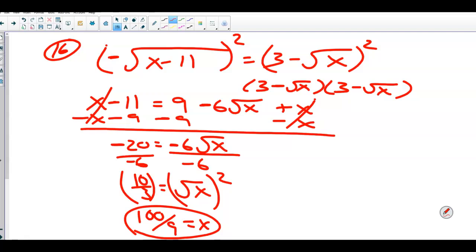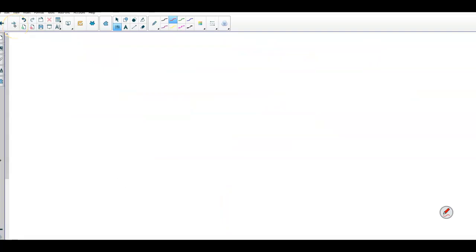Now, the check in some ways is almost as complicated as the problem, but I'll do it anyway real quickly. 100 over 9, I can convert 11 to 99 over 9. 100 over 9 minus 99 over 9 is 1/9. The square root of 1/9 is 1/3, and the negative in front becomes negative 1/3. The square root of 100 over 9 is 10 over 3. 3 can be written as 9 over 3. 9 over 3 minus 10 over 3 gives you negative 1/3 as well. It does work out. But that's how we get rid of a radical when they're on both sides like that. All right, turning the page.